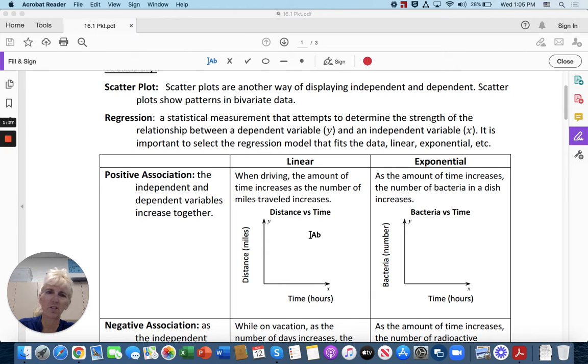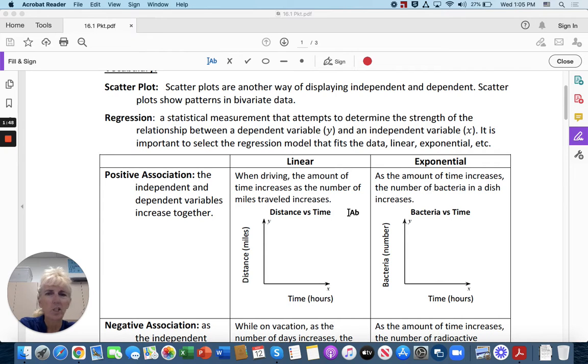So distance versus time, like if you were going 80 or 70 miles per hour, then it would just be constant, steady. Unless you stopped, then it would be straight across. But we're just saying distance traveled in so many hours, it should have a diagonal line right there.